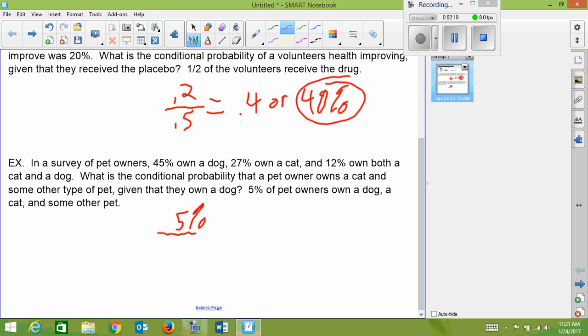And the probability of them owning a dog is 45%. So 5 out of 45 basically. So they have a 1 in 9 chance for that happening. Okay. 1 in 9 chance that if they own a dog, they also own a cat and some other type of pet. Conditional probability.